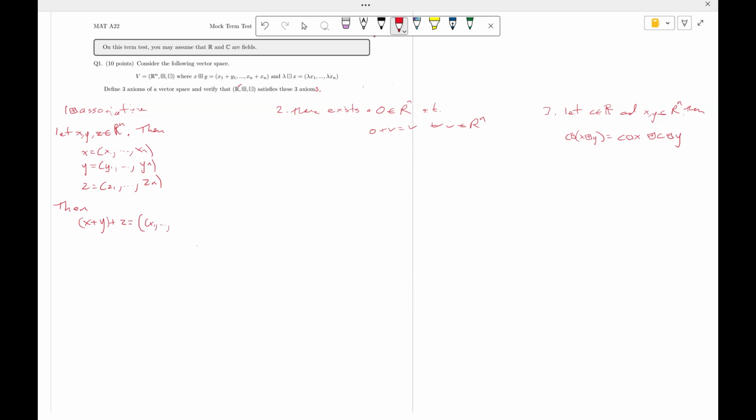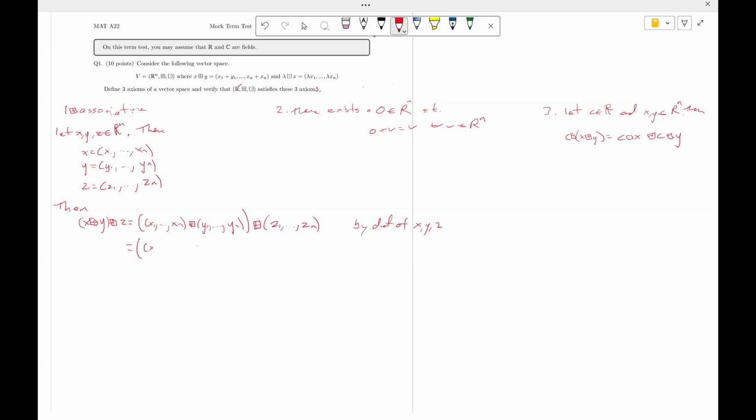X1 up to Xn plus Y1 up to Yn plus Z1 up to Zn. This equals, and we're going to do, these are box pluses, box pluses, box pluses. This is by definition of X, Y, Z.